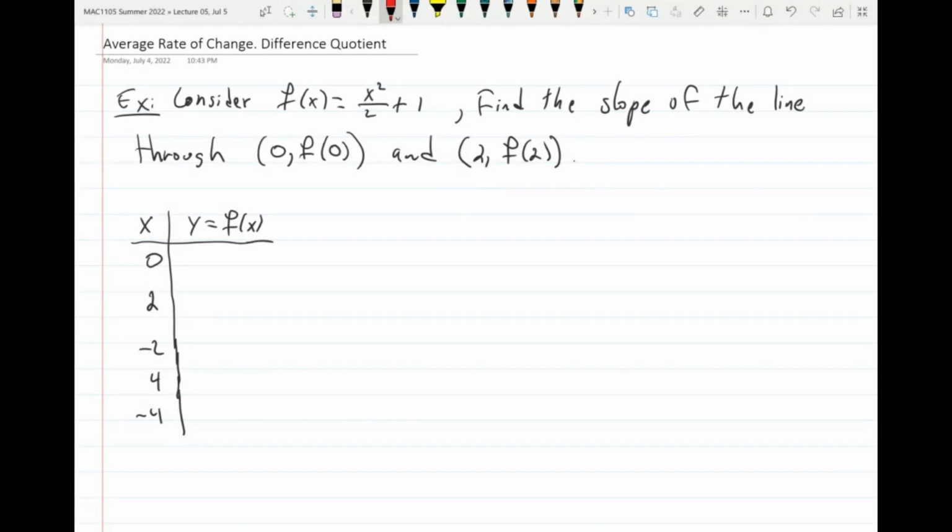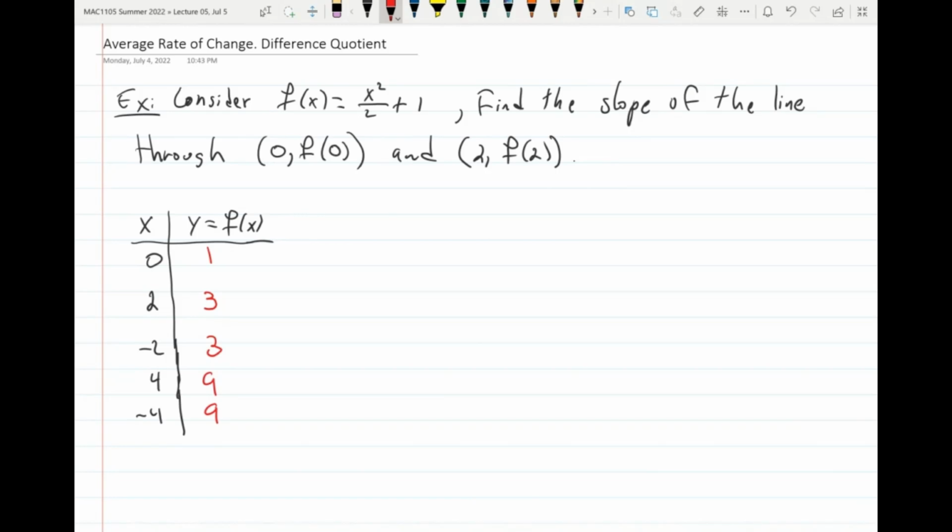Anyways, we find the y's now. So this is just plugging in. When we plug in 0, we get 1. When we plug in 2, what do we get? 4 over 2, that's 2, plus 1, that's a 3. When we plug in -2, we get 3. Good. If we plug in 4, what do we get? 16 over 2, that's 8, plus 1, that's 9. If we plug in -4, what do we get? 9. Do you notice something interesting in here?